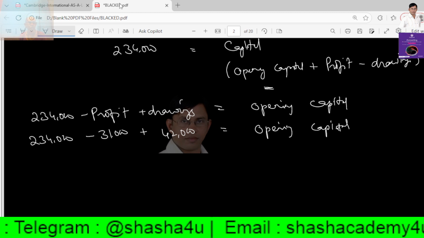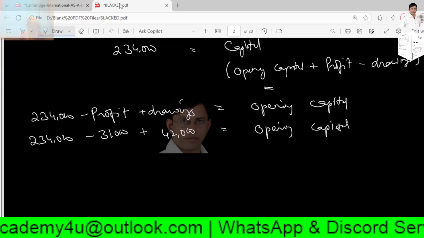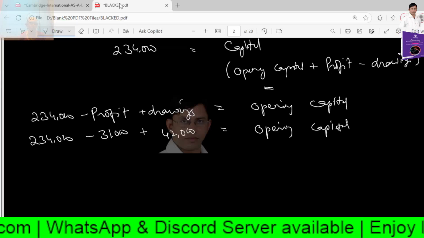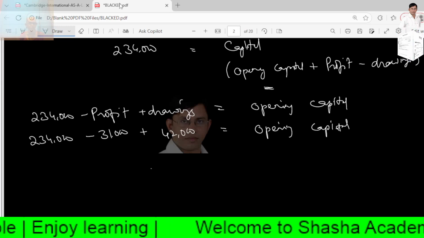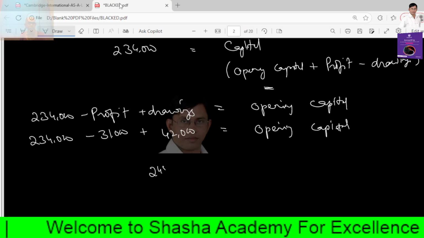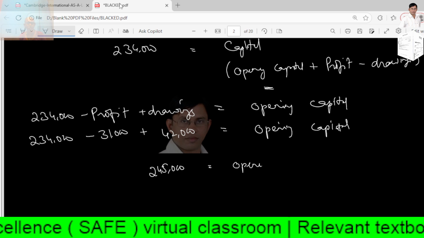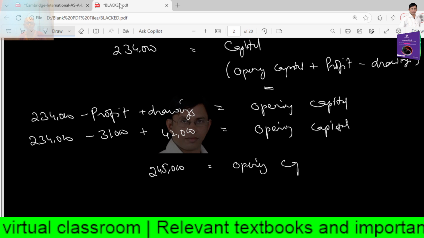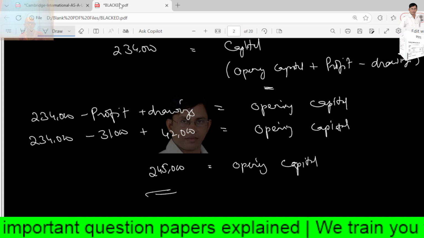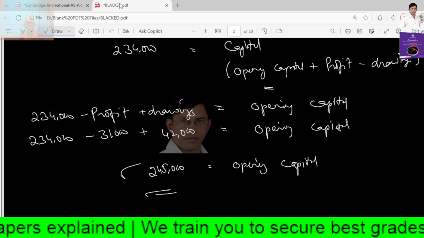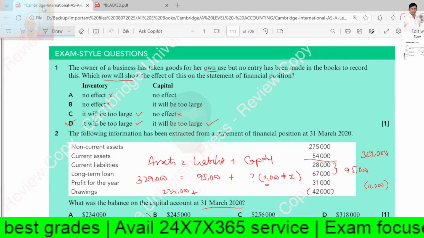Now subtract all this. Let us see. Calculate 234 minus 31 plus 42, which is 245, equal to opening capital. So this is what we want. So 245,000 is the answer.